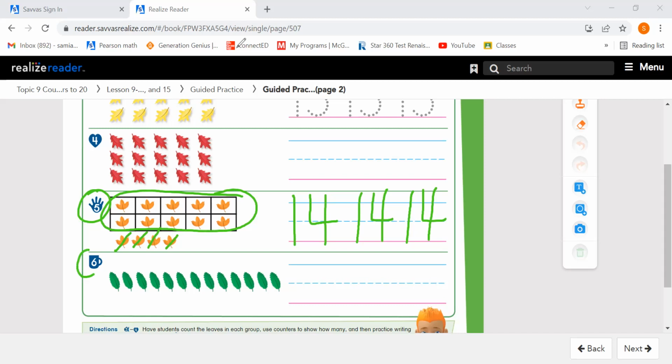All right, let's look at number 6. 1, 2, 3, 4, 5, 6, 7, 8, 9, 10, 11, 12, 13. Let's practice writing 13 for the 13 leaves. Put a space between each 13.